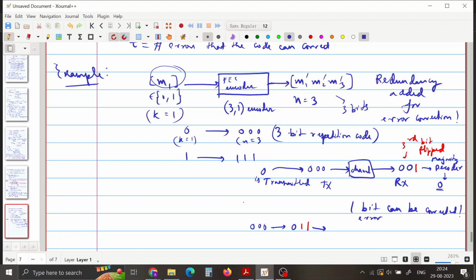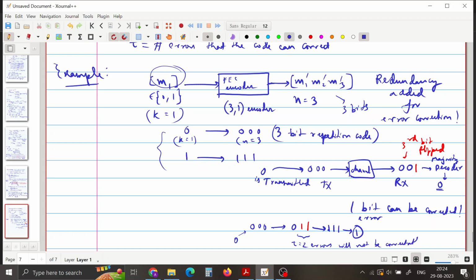Based on the majority logic, I will think that it's actually the first bit which is received incorrectly. So that will be an error case, right? I will actually assume that originally 111 was transmitted, and 111 maps to 1. But originally 0 was transmitted. So this is wrong, it won't work. So t equals 2 errors will not be correctable.